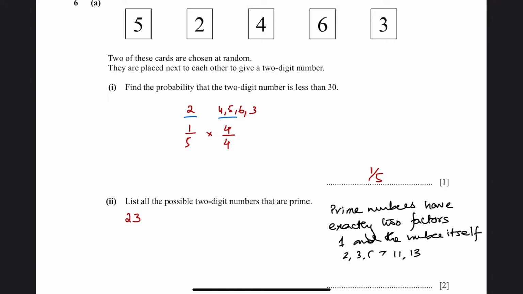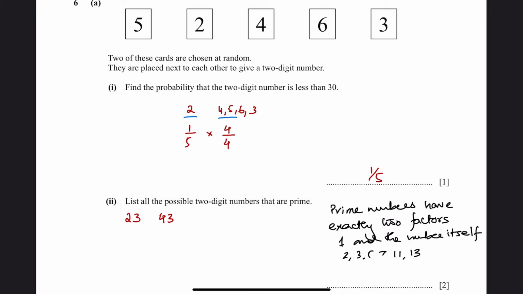Then I start off with 3 as the starting number, so I get 32, which is not a prime number. Then I get 34, which is also not a prime number. 35, which is also not a prime number. And 36, which is also not a prime number. And I start with 42, and 43 is a prime number. 45 is not a prime number. 46 is also not a prime number.